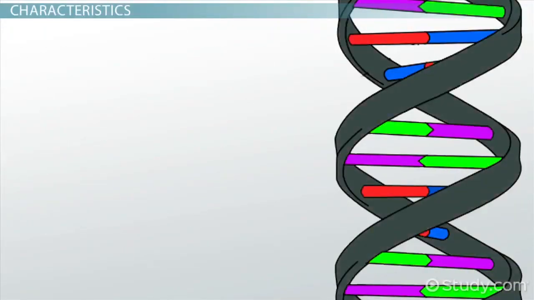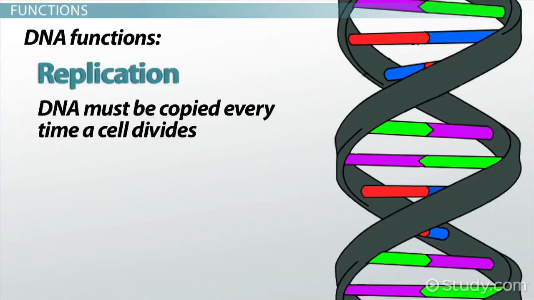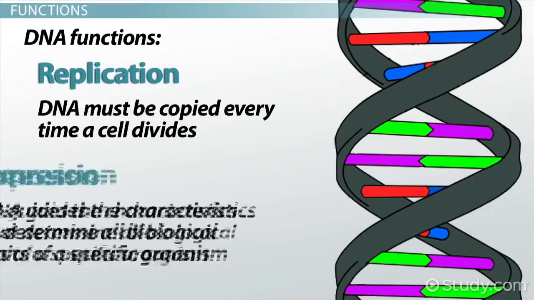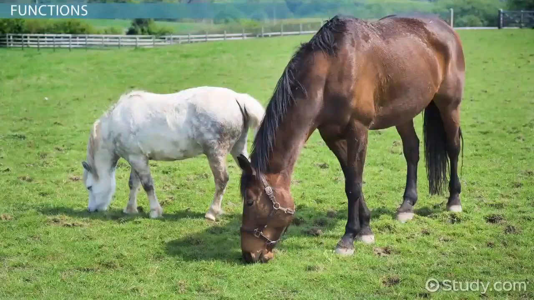What about the functions of DNA? DNA has 2 essential functions. Replication, which means the DNA must be copied every time a cell divides. Expression. DNA guides the characteristics that determine all biological traits of a specific organism. For example, red hair or blue eyes in humans, or the various colors of horses.